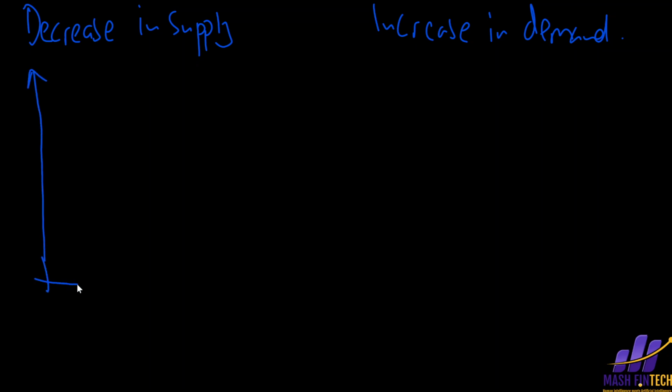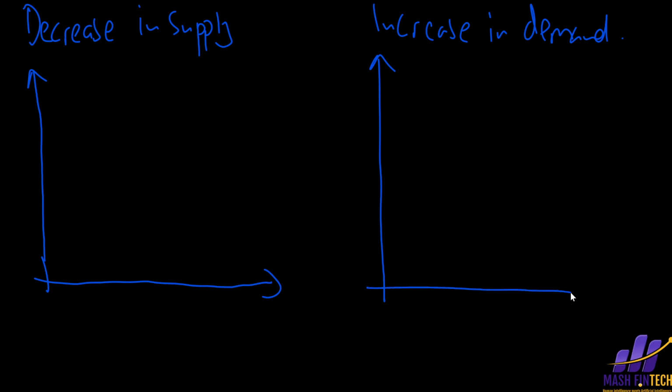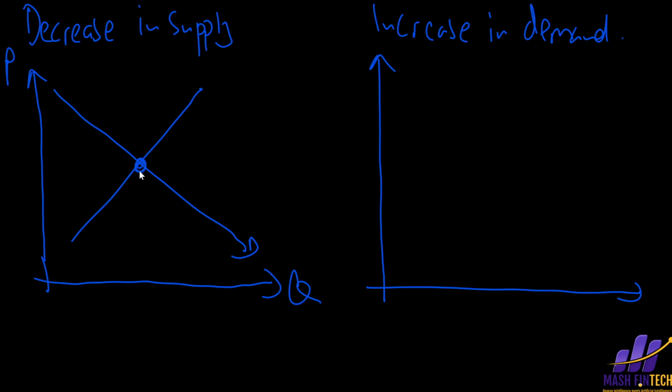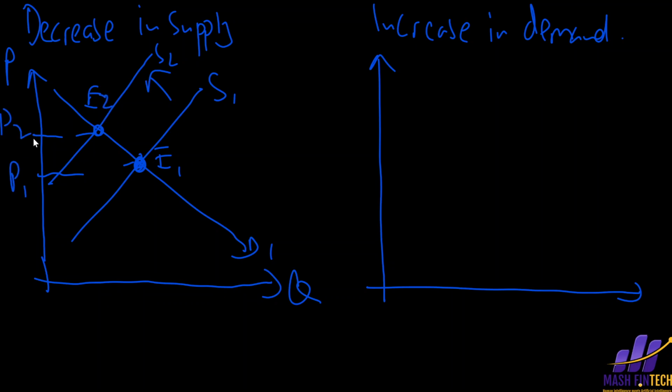Let me draw here. Price, quantity, demand, supply, equilibrium here. Demand 1, supply 1, equilibrium 1. A decrease in supply shifts to the left like this. You can see that you have a new equilibrium E2 where they meet here. The price goes from P1 to P2, so you can see the price is going up. And the quantity Q1 to Q2, you can see that the quantity is going down.